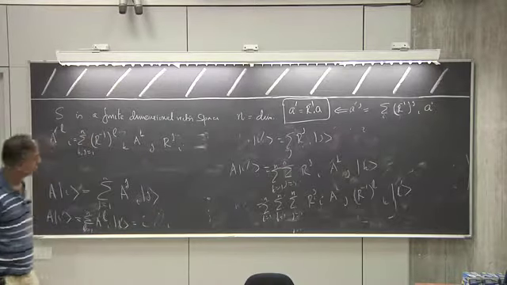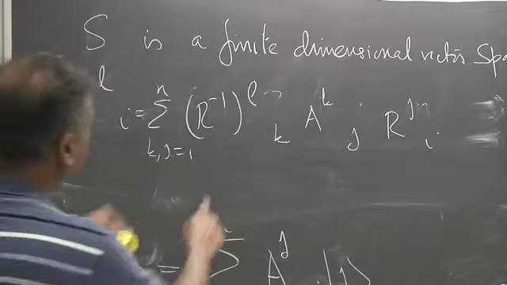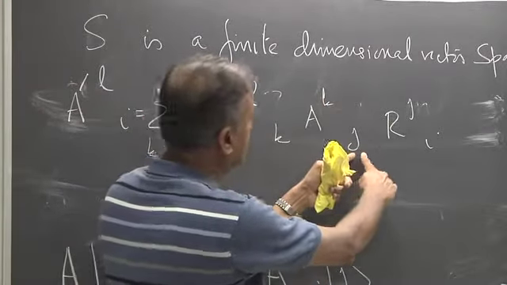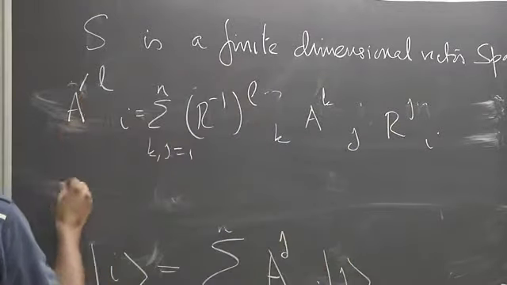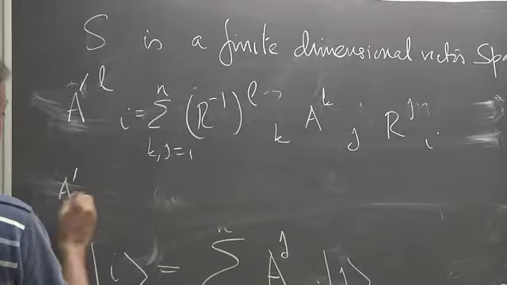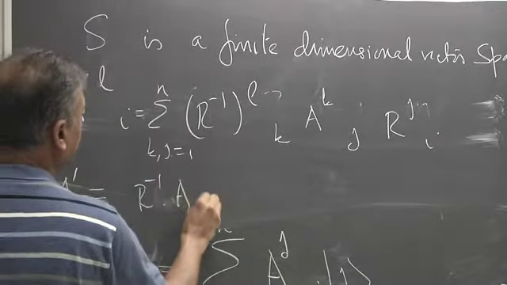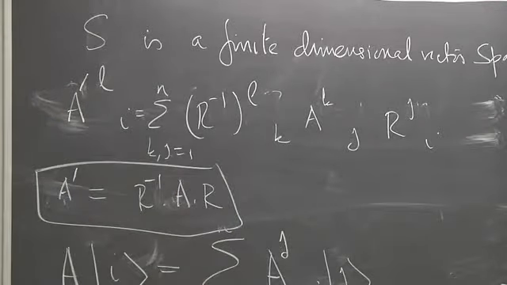Again, you can write it in the matrix language. Remember that this is the row, that's the column. This is the row, that is the column. And that's again the row, column. So this is the standard matrix multiplication. So A prime as a matrix is simply R inverse times A times R. So this is how the linear operator transforms when you change from one basis to another basis.